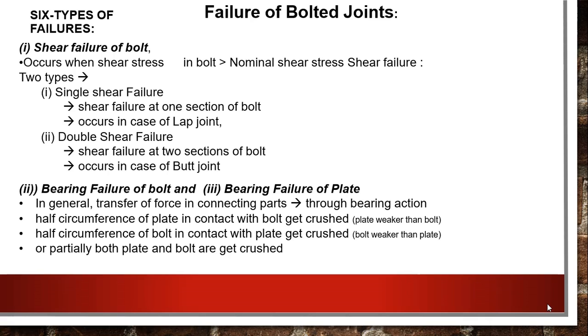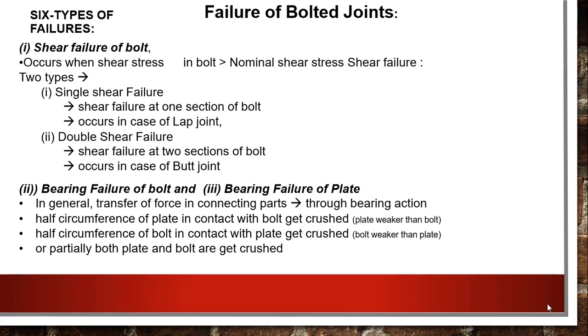Shear failure at one section of a bolt occurs in case of lap joint only, and the double shear failure, that is a shear failure at two sections of bolt, occurs in case of butt joint. So basically there are two actions of shear failure. Number one is single shear, which takes place in case of lap joint, and double shear failure generally takes place in case of butt joint. This particular concept I already explained in your theoretical class.